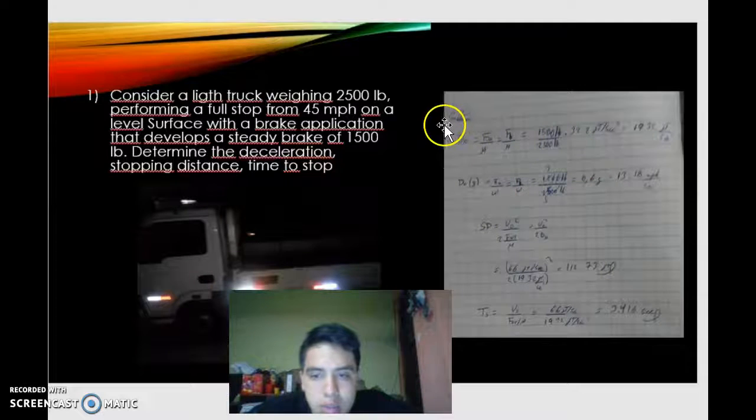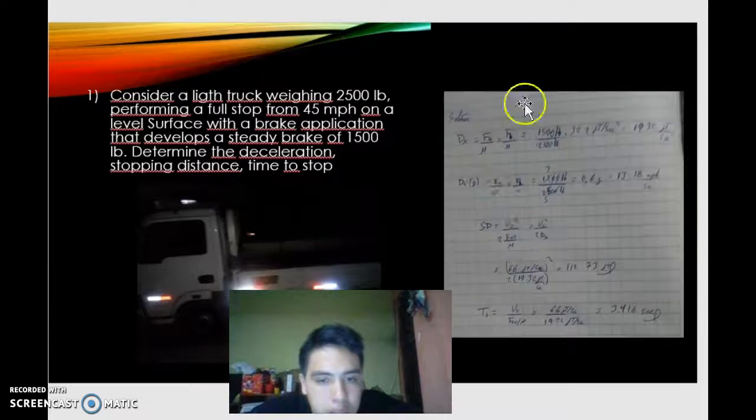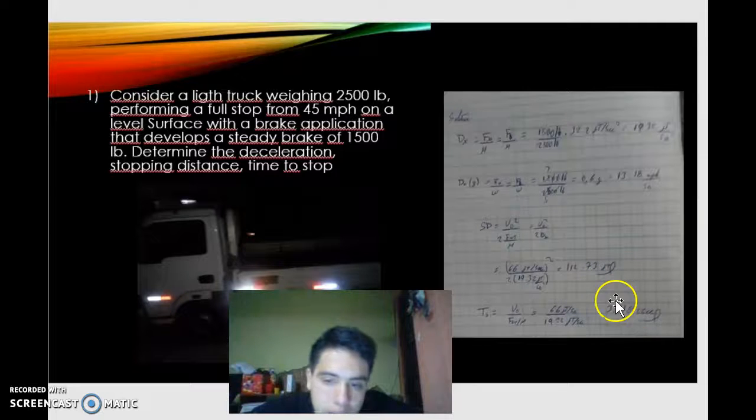First, we will calculate the deceleration using the following formula. And then we will evaluate the distance traveled and finally the estimated time for it to stop.